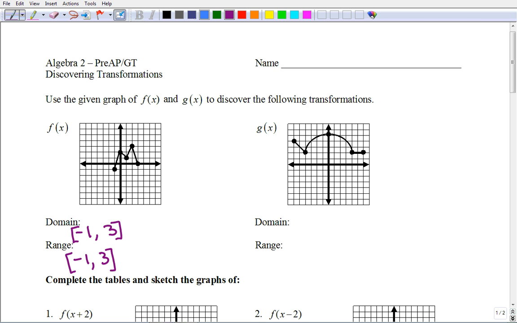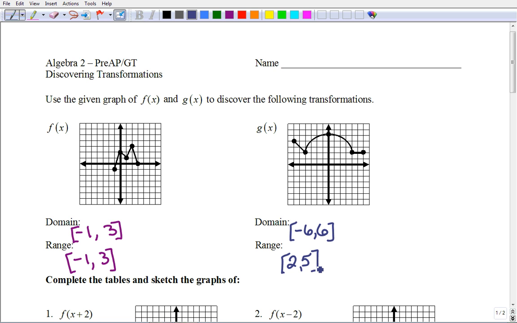Looking at g of x, it's also a continuous graph. My smallest x value is this one over here, which is -6, and my largest is 6. Closed points, so I need square brackets. For my y values, my smallest y value, I have 3 points that share that y value, and it's at 2. My largest y value is 5. Again, with square brackets, since these are closed points.